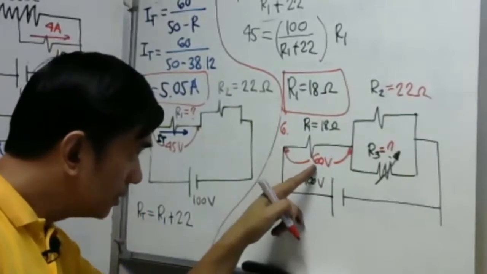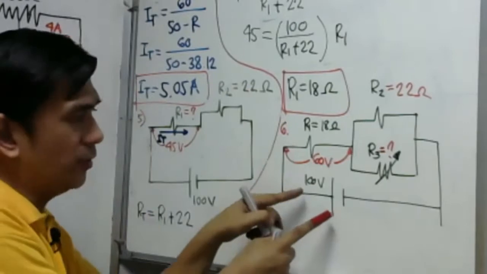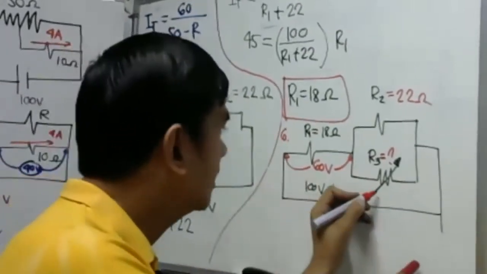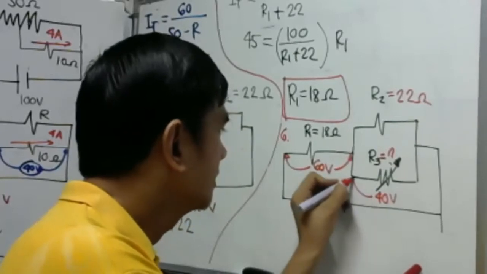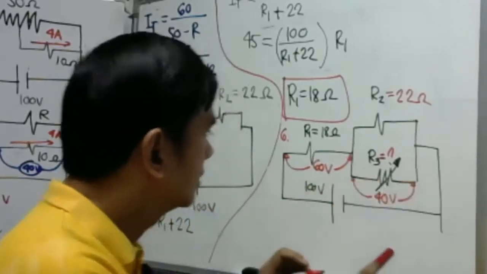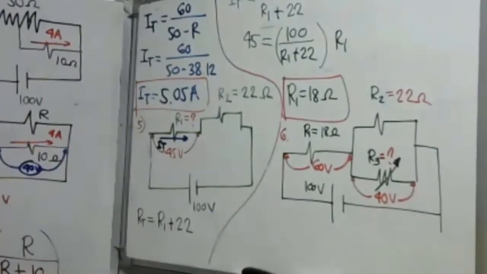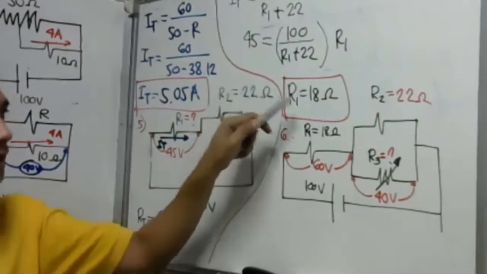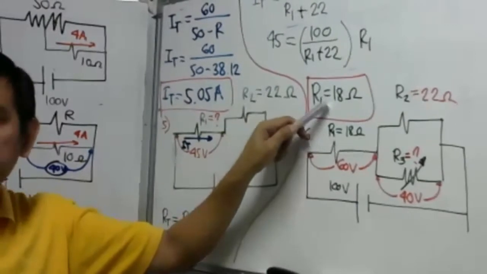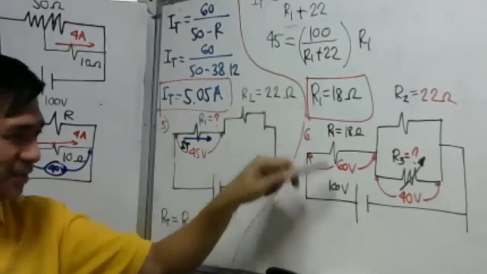So, 60. Okay? So, this is 60. The source is 100. So, we'll be having here 40, isn't it? Okay? Easy lang, no? So, that is 60 plus 40. That is 100. Okay? So, I use the 18 ohms here, the one we calculated, to prove to you that this is correct.